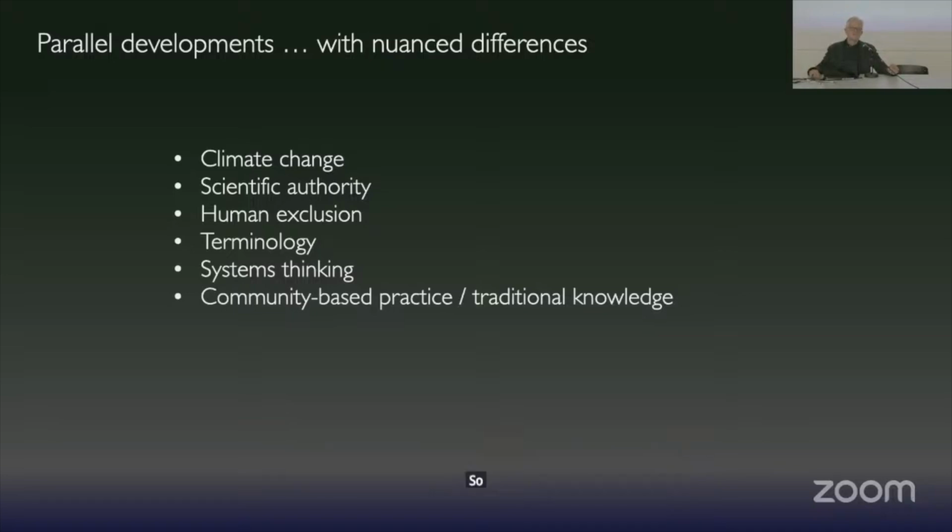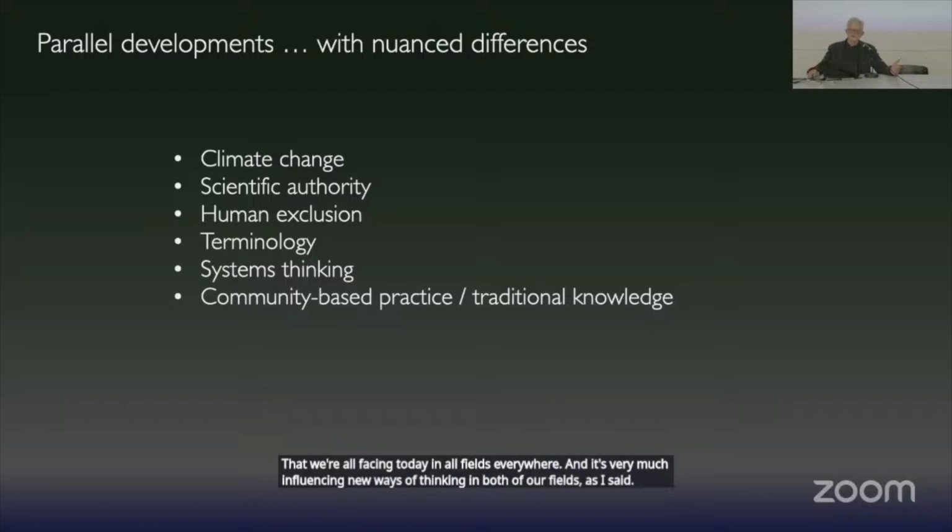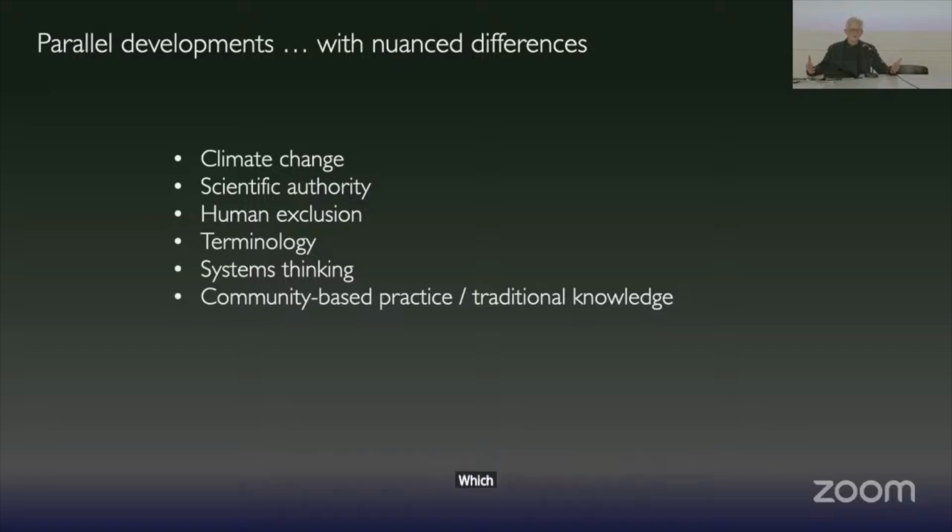So climate change, as I've already said, is an existential threat that we're all facing today in all fields, everywhere. And it's very much influencing new ways of thinking in both of our fields. As I said, in cultural heritage conservation, we're trying to green our labs, use more recyclable materials, and lower the carbon footprint, for instance, in museums, by allowing for greater fluctuation of temperature and relative humidity, which have created very large institutional footprints for museums.